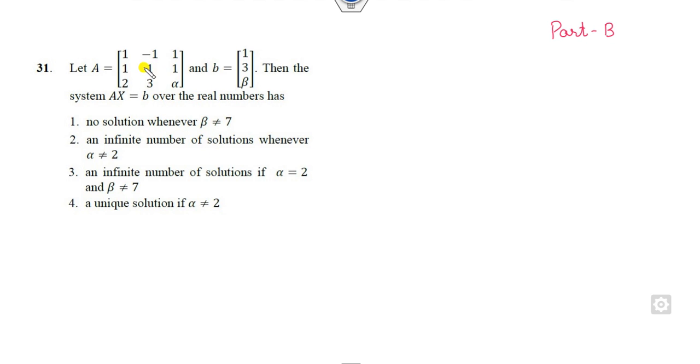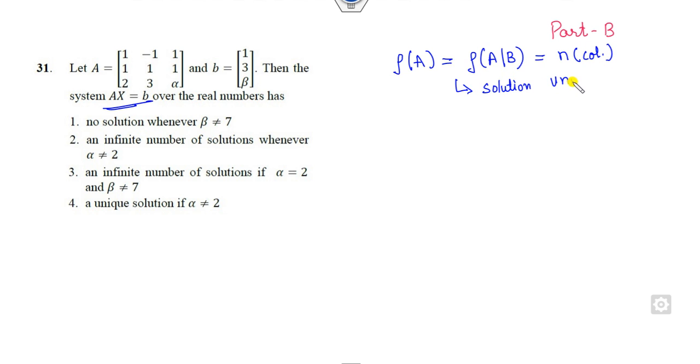Okay, now look at this one. A matrix is given to you and the system AX = B has a solution or no solution. Whenever the rank of A and the augmented matrix [A|B] are the same, then you can say it has a solution. And we all know if it is equal to the number of column vectors, then it's a unique solution. If they are not equal to this, then we call it infinitely many solutions, and if the ranks are not equal, then we call it no solution.